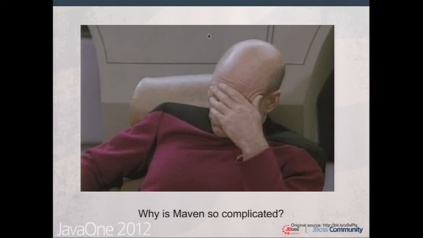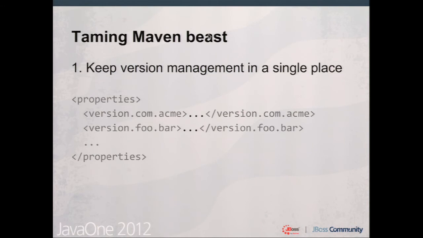So how can you avoid having this feeling when working with Maven? Well, the first trick is to use property management. It means that you don't specify versions directly next to the dependency you are using to build your project, but you extract them to a specific section of a Maven POM file, and you keep them in a single place.